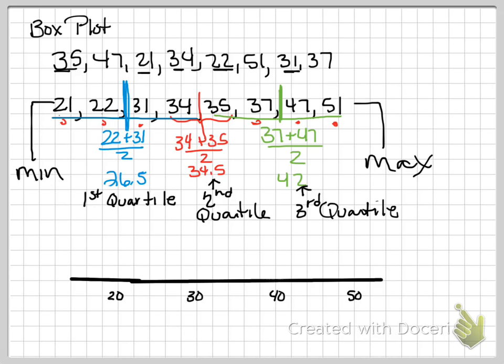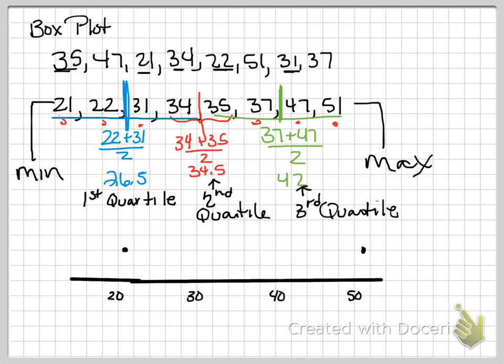And what we're going to do is take that minimum number and plot it just above our line. So 21 would be about right there because we counted by 2s. And our last number is 51. Well, 51 would be about right there.